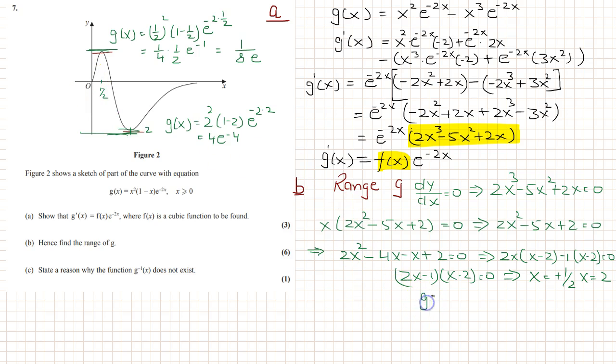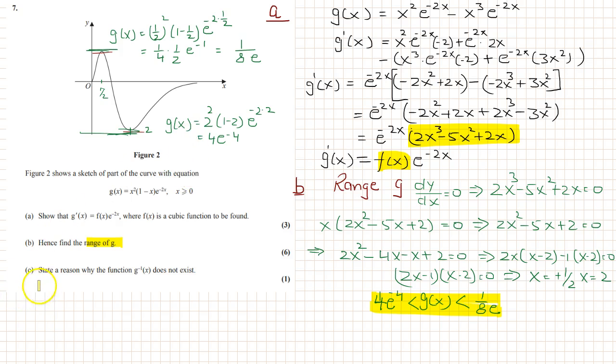So we can say that g(x) is less than 1 over 8e, and g(x) is greater than 4e to the power minus 4. So that is the range.